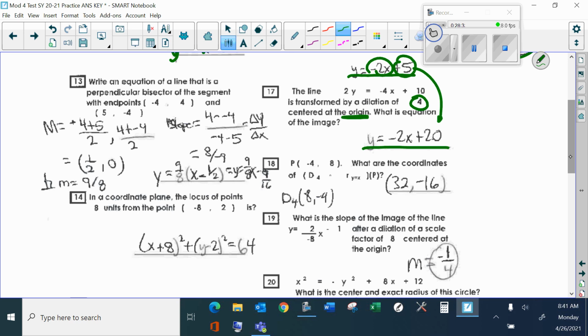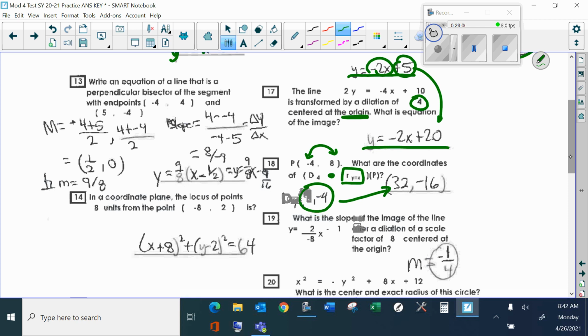What are the coordinates of P? First, remember, this is a little circle there. That means a dilation of 4 following a reflection over the line y equals x. Well, you should already know by now, when I reflect over the line y equals x, I switch the x and the y, which is what I have right here. Switched them. And now I do the dilation of 4, which means just multiply each of those coordinates by 4. And that gives me that answer right there.